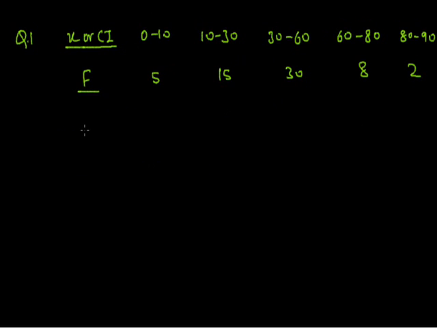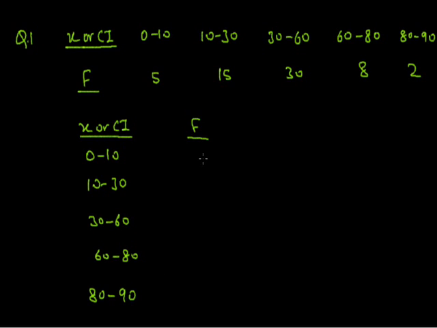Now most importantly, we first need to find the cumulative frequencies and the n. So we'll first arrange this data in proper tabular form, that is class intervals and frequencies. We'll first write down 0 to 10, 10 to 30, 30 to 60, 60 to 80 and then 80 to 90, and the frequencies 5, 15, 30, 8 and 2. Now first we'll write down the cumulative frequencies.